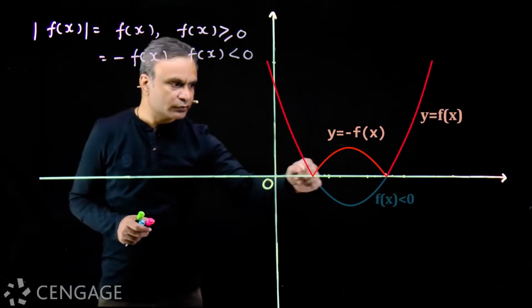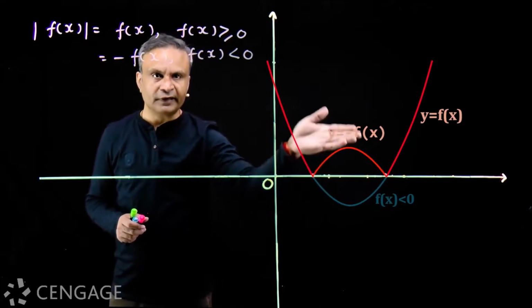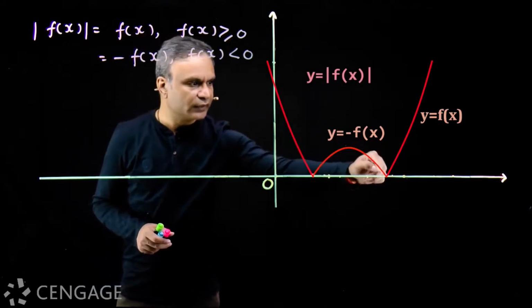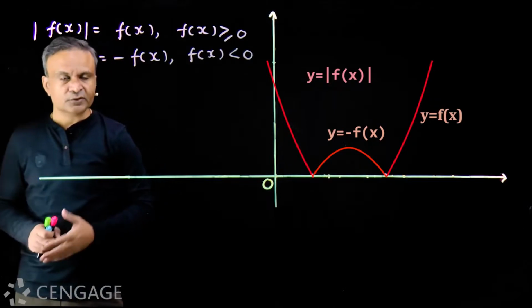So this part of y is equal to f of x goes up. हम इसको रिफ्लेक्ट करें x-axis में तो ये ऊपर चला जाएगा. Okay, so this is the graph of function y is equal to modulus of f of x. ठीक है, तो समझ में आ गया मेथड.